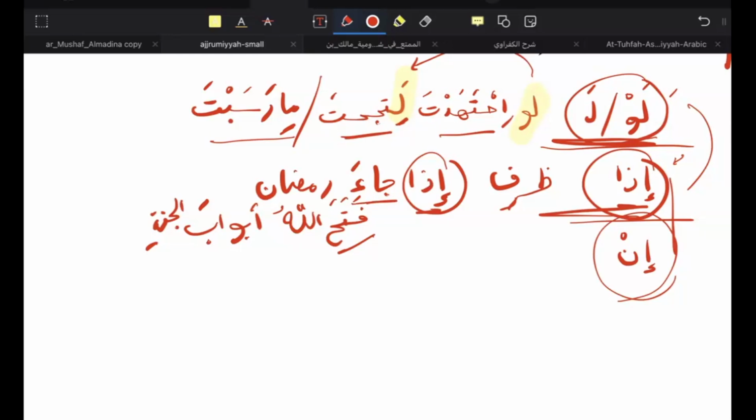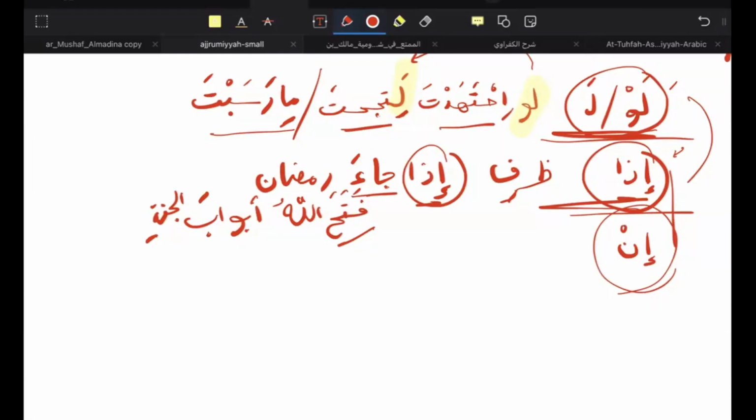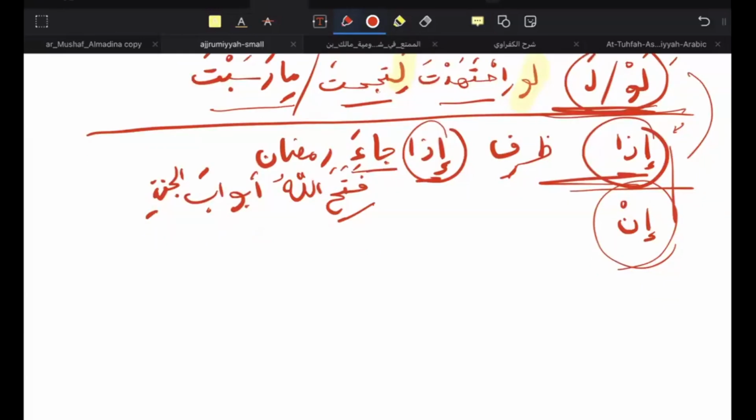But what is the meaning? Is the meaning in the past tense? No, the meaning is not in the past tense. The meaning is in the future. The meaning is still in the future. Meaning when Ramadan comes, then Allah opens the doors of Jannah. As far as I know, in English we also do the same thing. We can use the past tense verb in the conditional statement. Okay, so here either will give you the future, not like the law. Law is all in the past tense. Either is for the future. فهمتم? Now in either, you can also use a present tense verb.